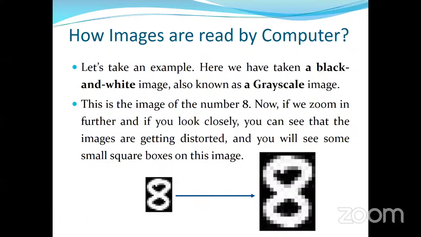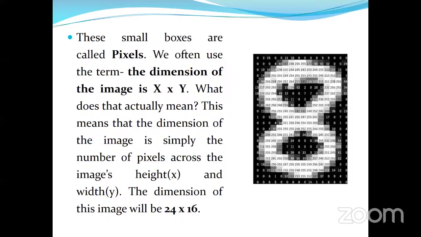We all know what a pixel is, right? A pixel is a picture element. So these small boxes are called picture elements. When you zoom in and look closely, every pixel has a value. The dimension of the image is X cross Y, where X is the horizontal axis and Y is the vertical axis. This means the dimension is simply the number of pixels. Here it is 24 cross 16, so 24 pixels height and 16 pixels width. This is how the number 8 is arranged in grayscale.